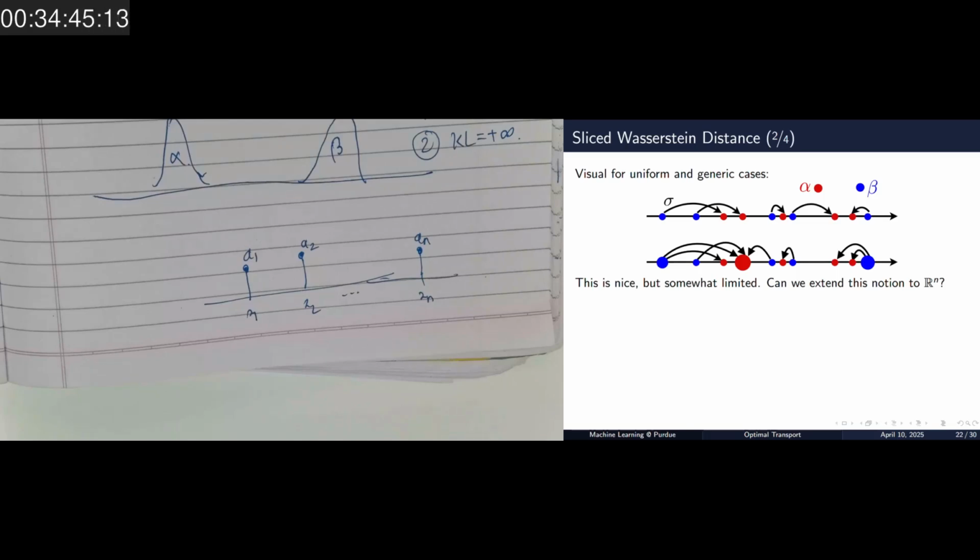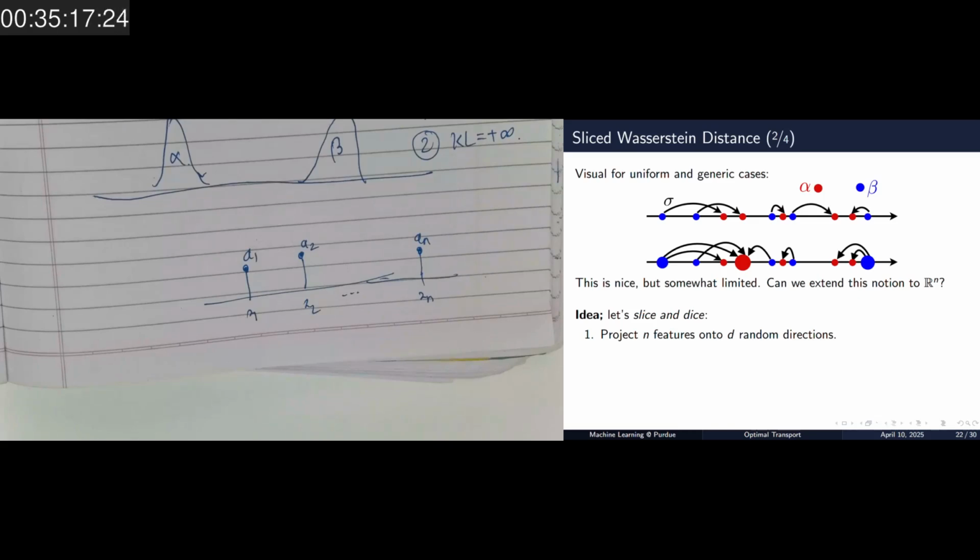Okay, awesome. This is nice, but again, it is still somewhat limited, because it only allows us to solve this in the one-dimensional setting. Can we extend this notion to Rn? And the idea here is we slice and dice. We project n features onto d random directions, and Rn in this case is our measure, right? Our measure is an n-dimensional measure.